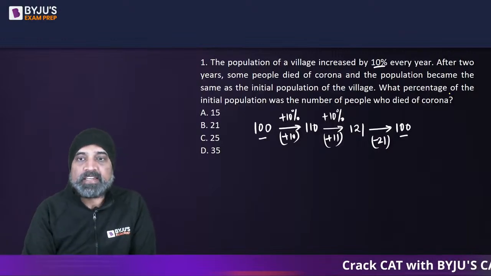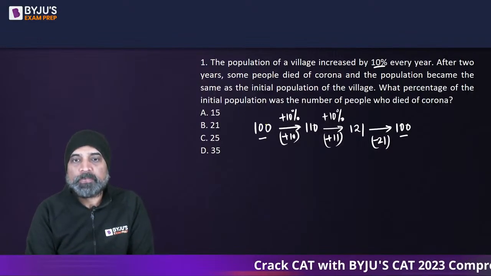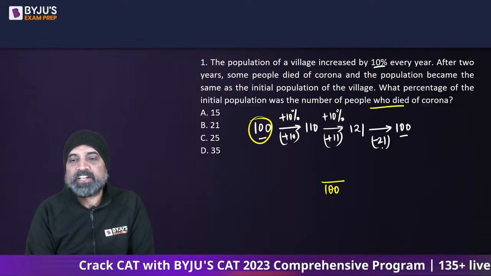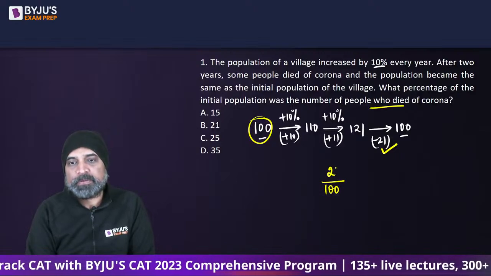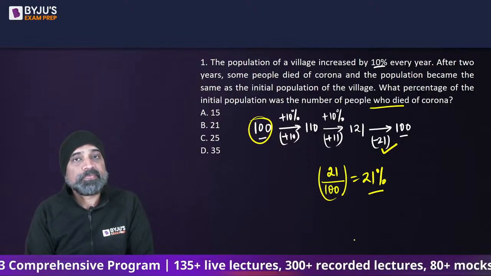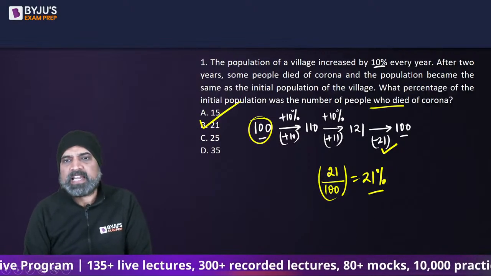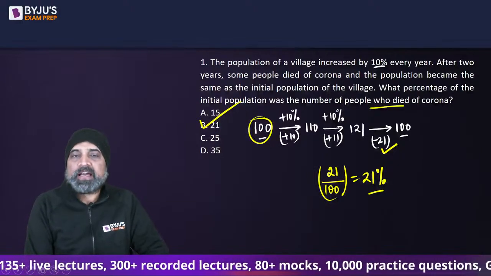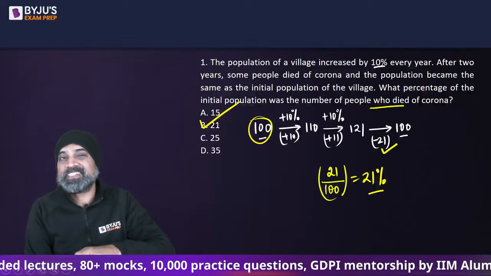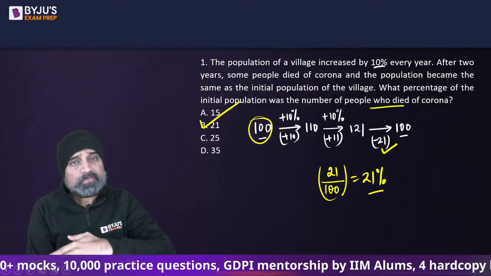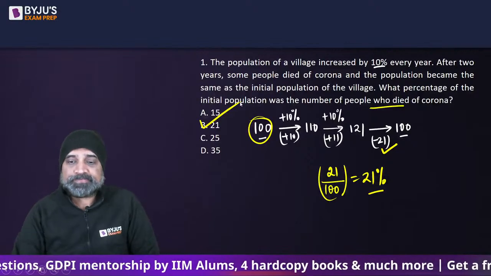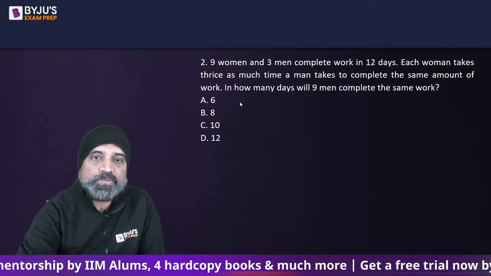Now the question is asking what percentage of the initial population, the initial population being 100, was the number of people who died of corona. So can we say 21 people died of corona? So can we say this is nothing but 21%? So the answer will be B. As simple as this. So whenever you have a question in percentages where the numerical values are associated with percentages and there is no magnitude involved, you can assume any value and you can solve it, right? Okay, let's look at the next question.